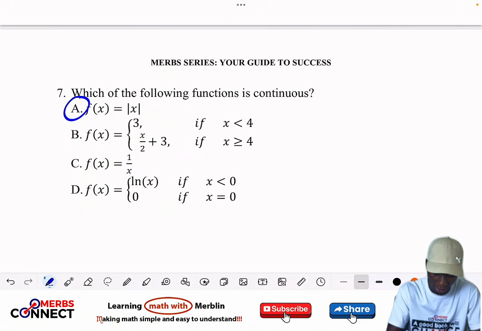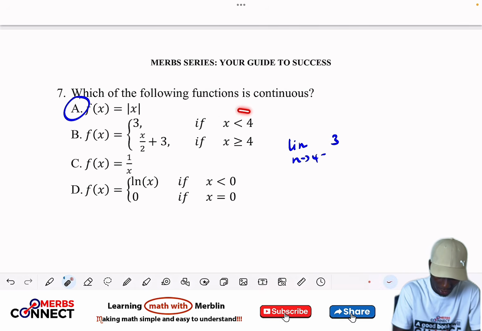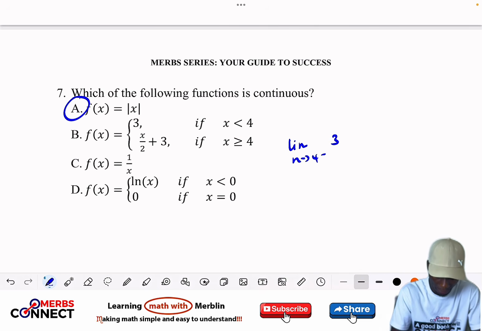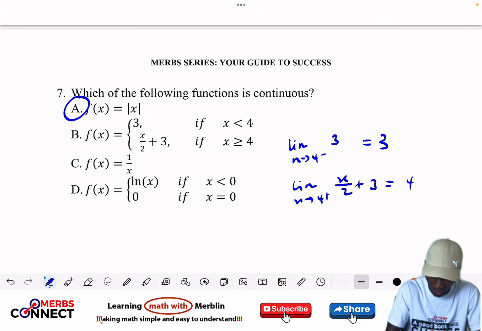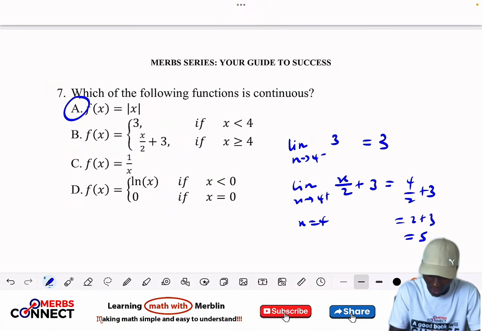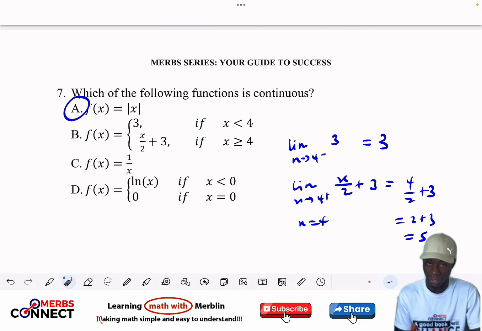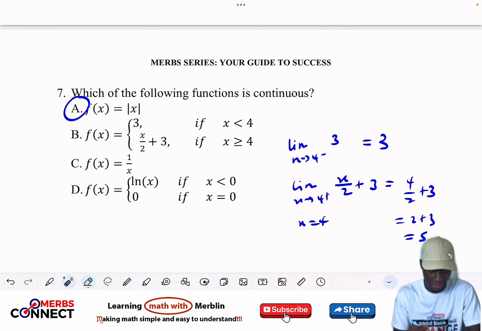So let's pick the limit as x is approaching 4 from the left, which is going to give us 3. So from the left is the one with the 3. Limit as x is approaching 4 from the right. This is x over 2 plus 3. So we set x to be equal to 4 over 2 plus 3, and this is going to be 2 plus 3, which is 5. So the left and the right are not the same. So the limit itself does not exist.